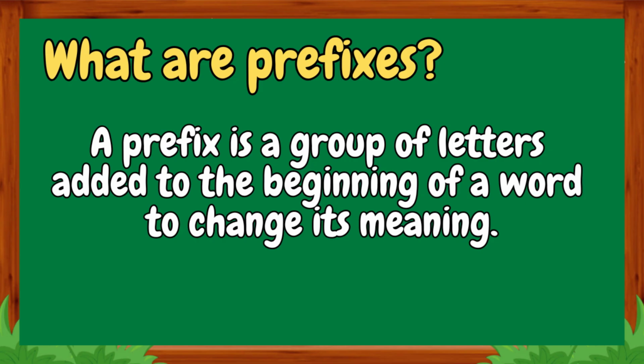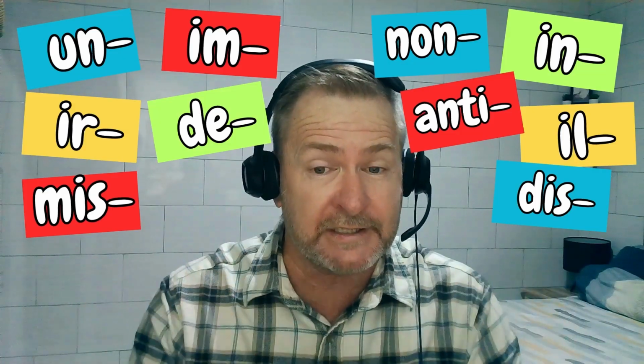Today we are looking at prefixes. But what are prefixes? A prefix is a group of letters added to the beginning of a word to change its meaning. So now you have it. And there are many different prefixes we can use. But today we are going to look at 10 prefixes that change the word into its opposite or the negative.